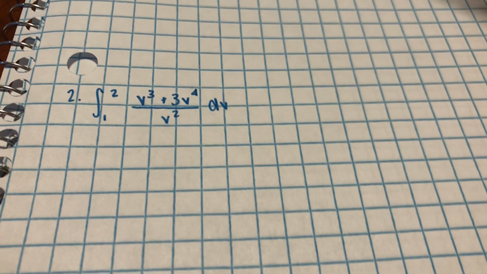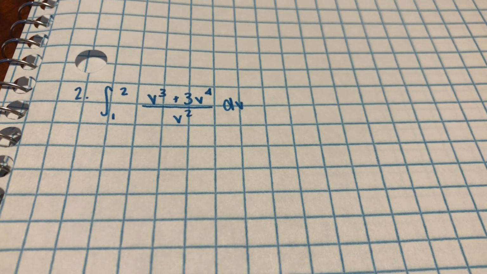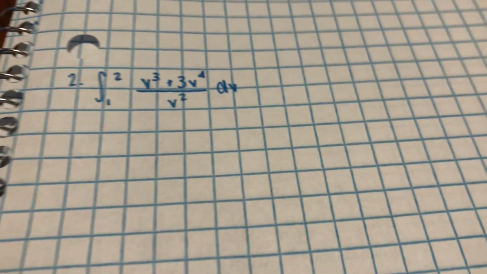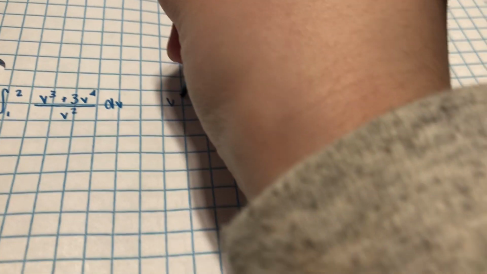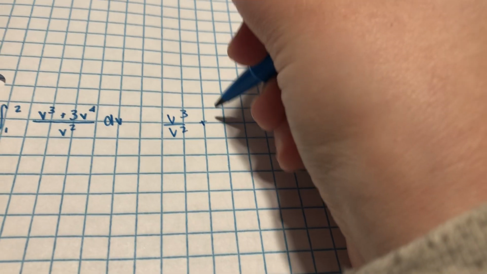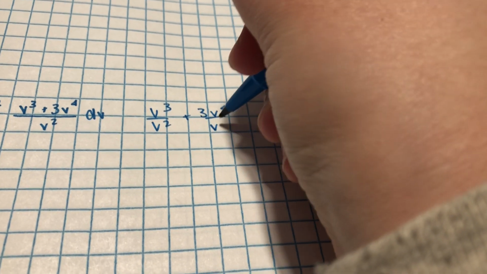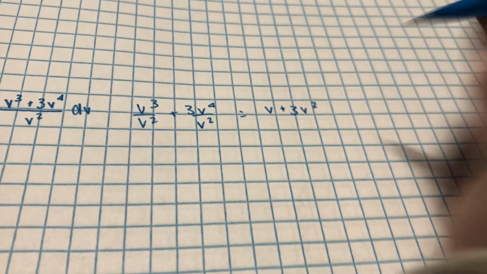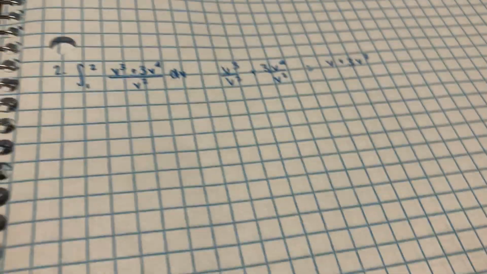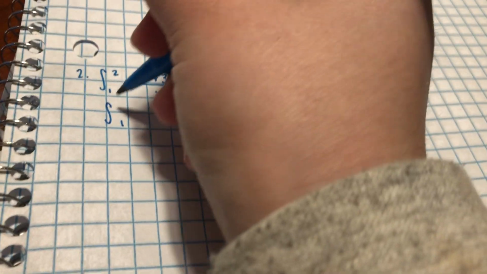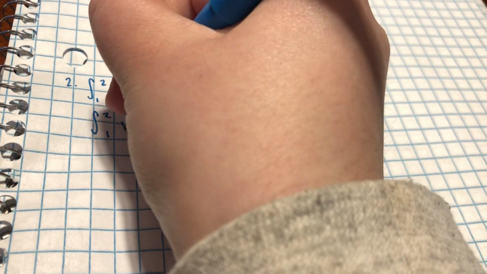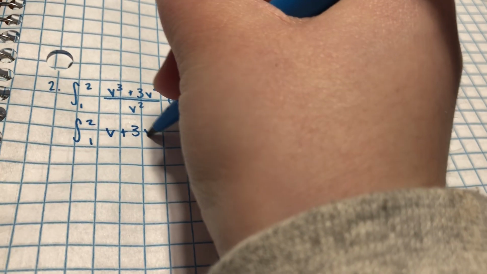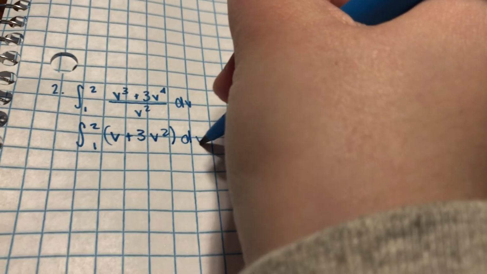So our second one is the integral from 1 to 2 of (v cubed plus 3v to the 4th) over v squared dv. And so again, we don't have a quotient rule for antiderivatives, so I'm actually going to rewrite this. So we have v cubed all over v squared plus 3v to the 4th over v squared. So this turns out to be v plus 3v squared. And so I'm going to rewrite the integral with this new equation: the integral from 1 to 2 of v plus 3v squared.